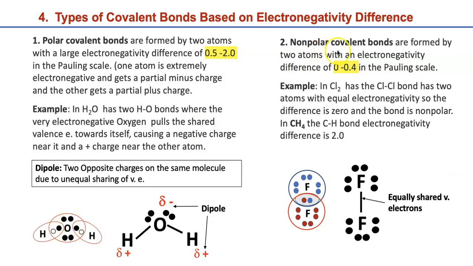And now let's look at nonpolar covalent bonds. They are formed by two atoms with equal electronegativity and a small difference between 0 and 0.4 on the Pauling scale. If you look at these two atoms, fluorine and fluorine, you can draw them like this, because the electronegativity is the same for both and their difference is 0. And these electrons are equally shared. Here, the electrons are not equally shared.